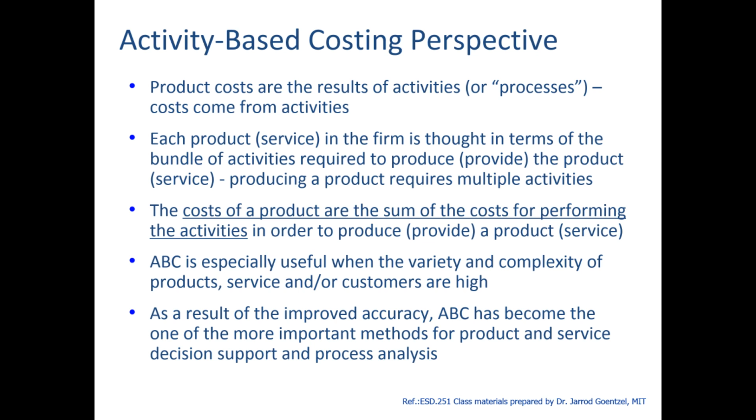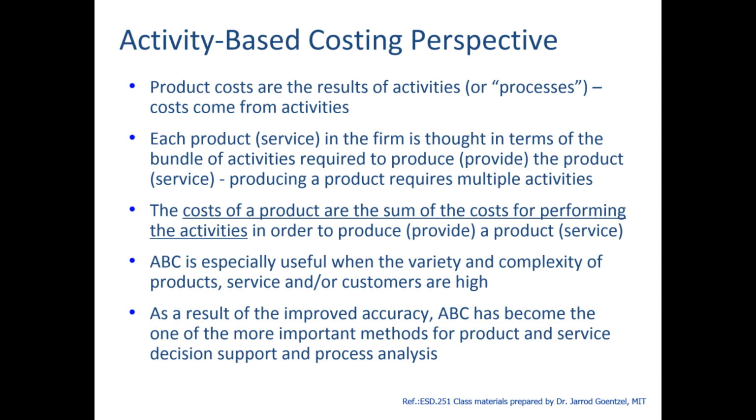In an ABC view, costs come from activities. To understand ABC, consider that any product is going to be created using a variety of activities. Therefore, the total cost of producing that product would be the total cost of all the activities involved. Put another way, each product that the firm creates and offers is considered in terms of a bundle of activities.